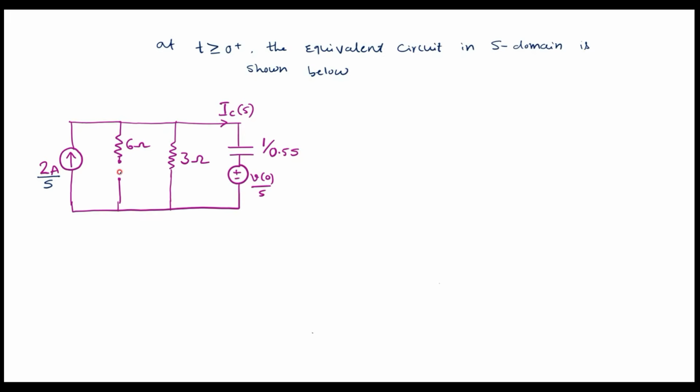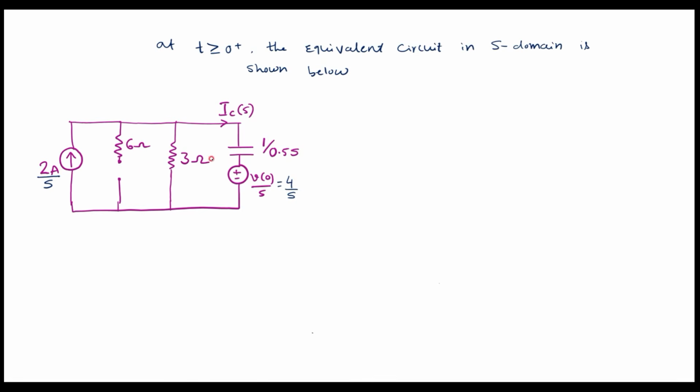As now the switch gets open, no current flows in the 6 ohm resistor. So it is as good as the 6 ohm resistor does not exist. And here we can see that the capacitor in S domain is replaced by 1 upon C into S, and C is 0.5, so 0.5 into S. Because of the initial voltage, the initial voltage now acts like a voltage source connected in series with the capacitor. The initial voltage value, that is V of 0, is 4 divided by S. Now we'll try to find Vc of S and Ic of S.